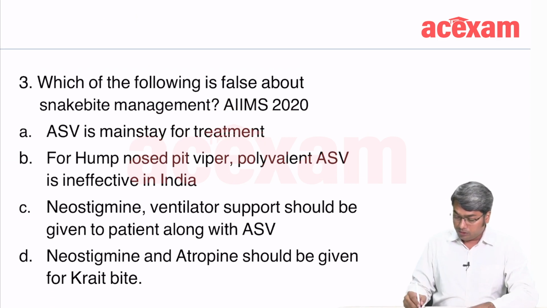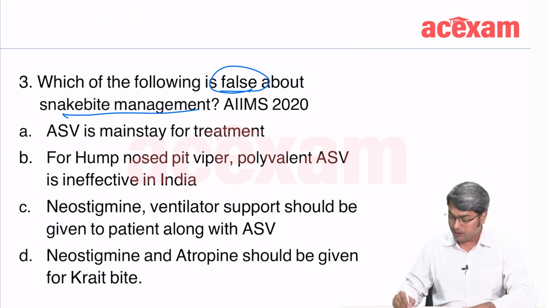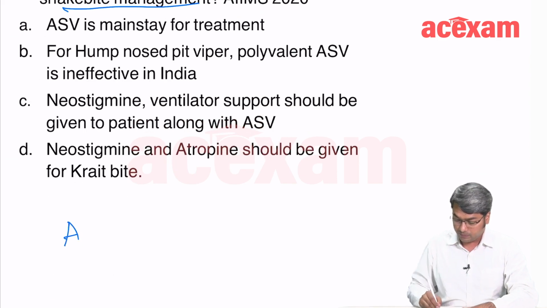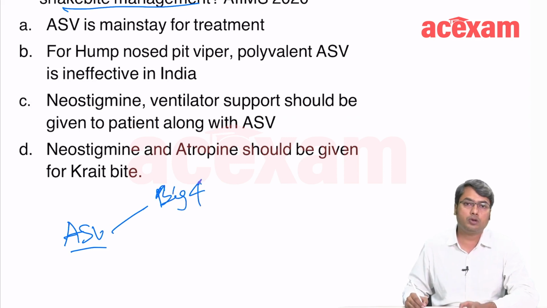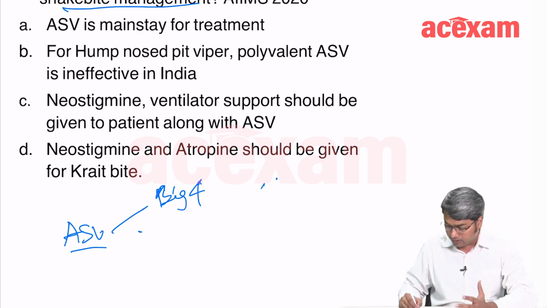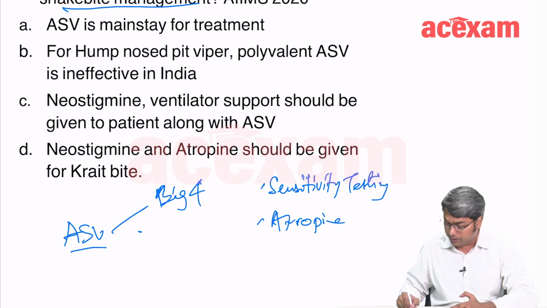Next, which of the following is false, is not true about snakebite management? Snakebite management, the main line of management is ASV, polyvalent anti-snake venom, and it is effective against the big 4 snakes in India: common cobra, common krait, saw-scaled viper and Russell's viper. And also we have to do a sensitivity testing prior to giving this ASV, and if the patient goes into anaphylactic shock, we also have to keep atropine and adrenaline ready, right?